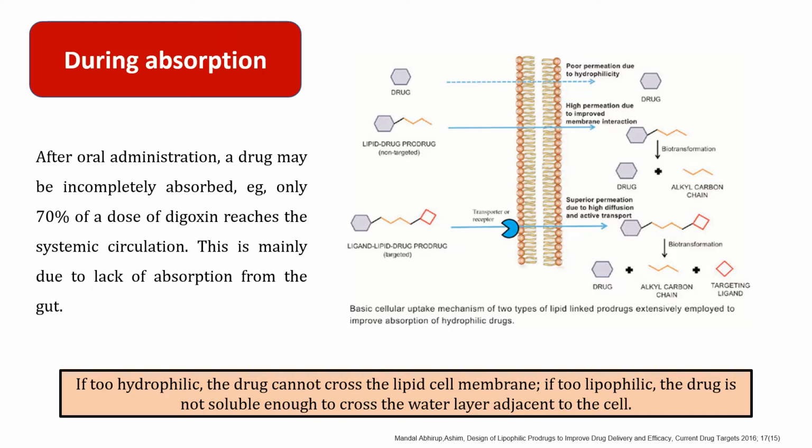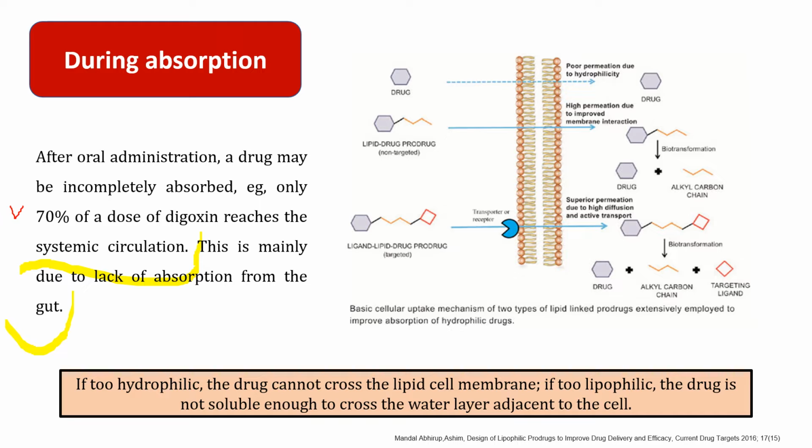During absorption, for example, after oral administration, a drug may be incompletely absorbed. I would like to give the example of digoxin. Only 70% of the dose of digoxin reaches the systemic circulation. So what about the rest of the drug? This is mainly due to lack of absorption from the gut. It means it is not absorbed, and it will be excreted in the fecal matter in most of the cases.